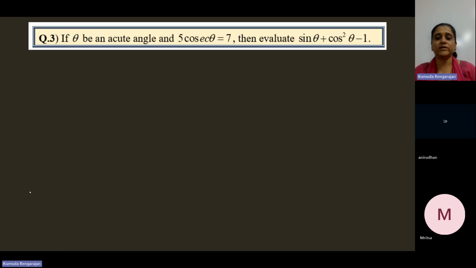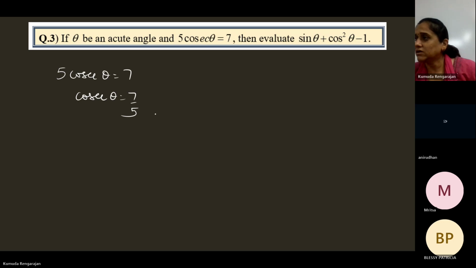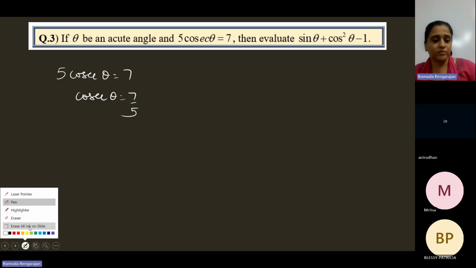All right, children, this one, I told you what you should be doing. 5 cosecant theta is equal to 7. So cosecant theta is equal to 7/5. So you're going to put this in a right triangle and then do it. Okay, see the alternate approach here.